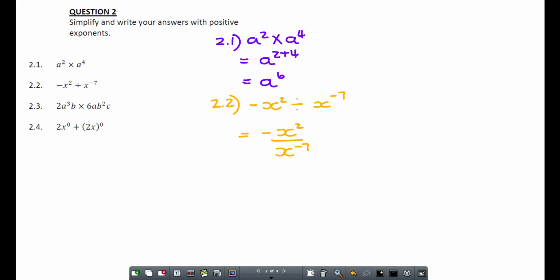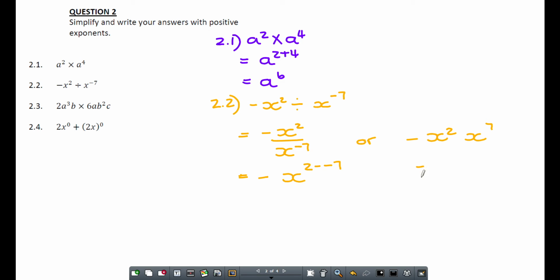So that's one option. Or you could have said we are dividing, so we're going to subtract my exponents, and then it's going to be minus 7, so it's eventually also going to become a positive. So you are going to have minus x to the power of 2 minus minus 7. Or what you wanted to do is minus x to the power of 2, and then I take that one to the top, so then x to the power of positive 7.